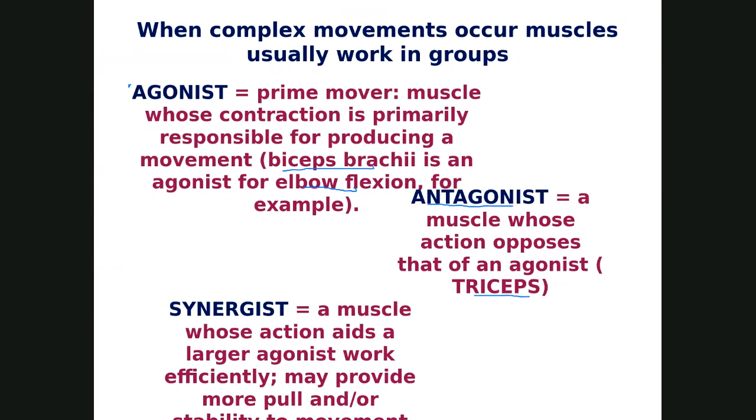A synergist muscle is a muscle that aids the agonist. For example, in this situation, with the biceps brachii, there's a muscle called the brachioradialis, which acts like a helper to the agonist. So that would be called the synergist.